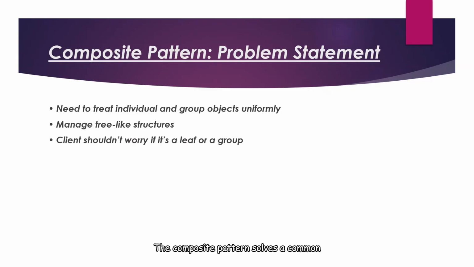The composite pattern solves a common problem in system design. How do we manage tree-like structures where we have both individual objects and groups of objects and treat them uniformly? For example, imagine a file system where you have both individual files and folders. A folder can contain files, but it can also contain other folders. How can we make sure we handle both files and folders in the same way without writing separate logic for each? That's where the composite pattern comes in.